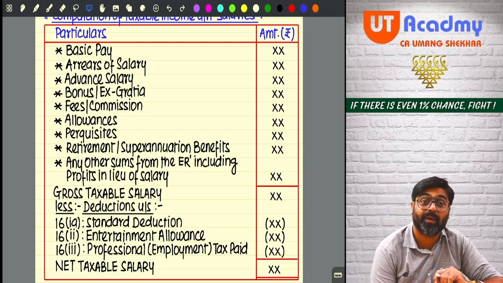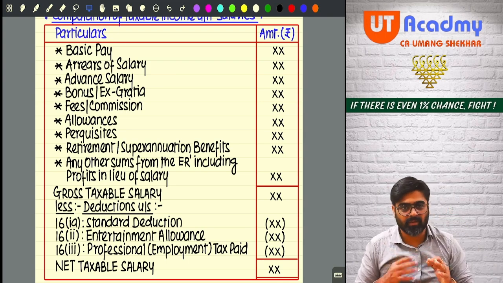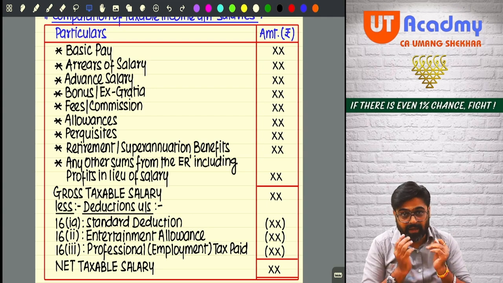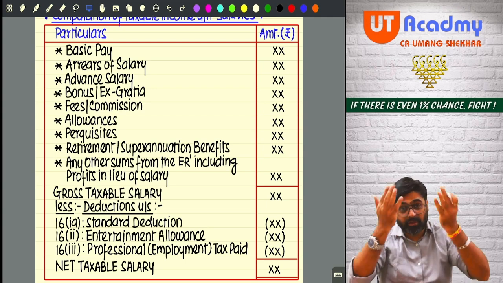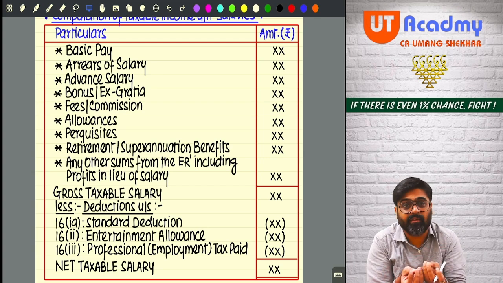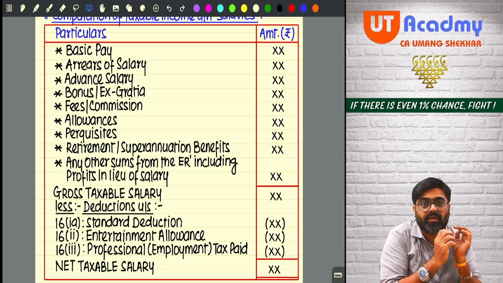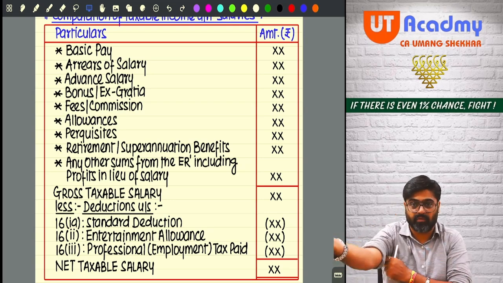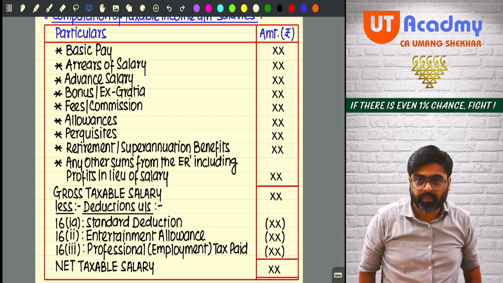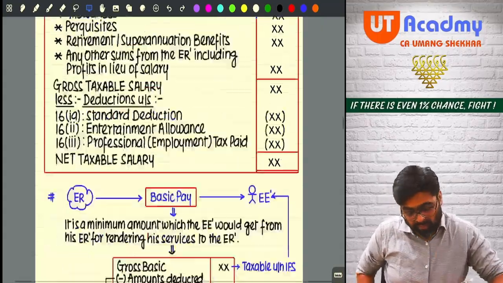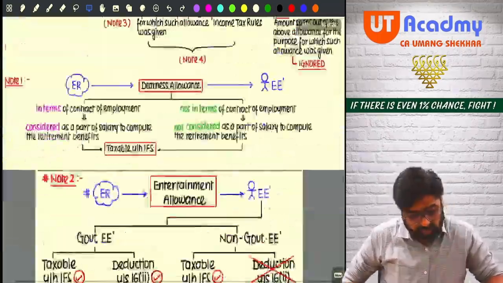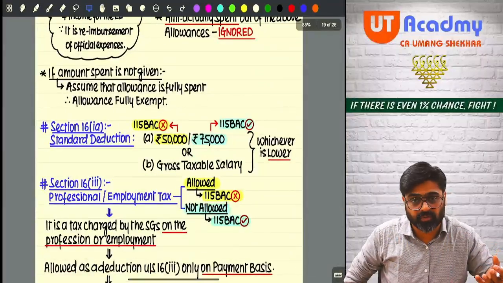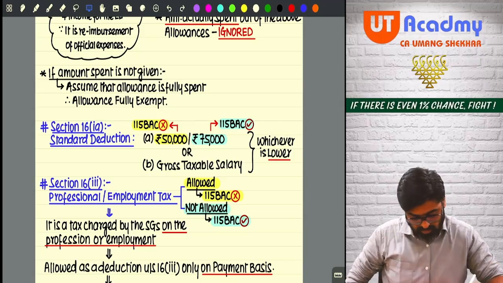Retirement benefits, superannuation benefits. So is it possible that during the previous year, you are retiring? So this year your employer can give you these retirement benefits also, for which we are going to discuss now. What type of retirement benefits he can give you? So one by one we are going to discuss. And once the retirement benefits are over, then we are going to go to the perquisites part. Sure? Okay.